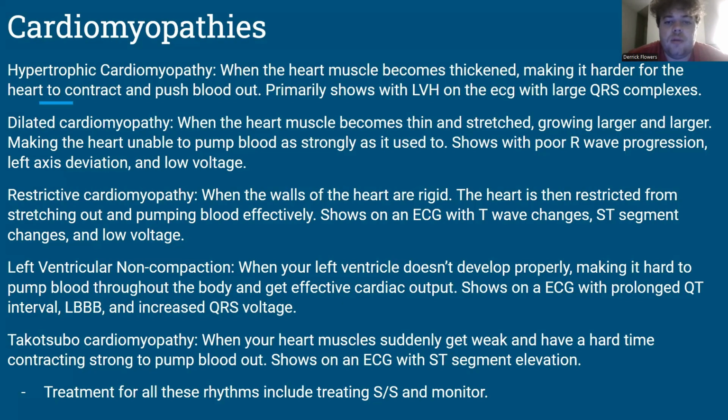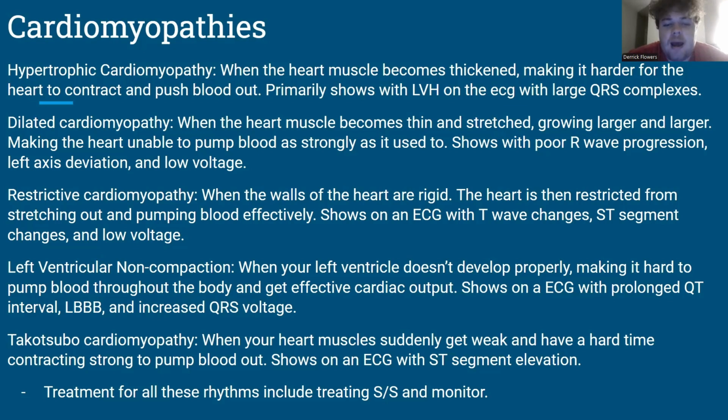Dilated cardiomyopathy is when the heart muscle is too thin and gets stretched out, growing larger and larger, making the heart unable to pump blood as strongly as it used to because it's thin and stretched. Shows on an ECG with poor R wave progression, left axis deviation, and low voltage. Restrictive cardiomyopathy is when the walls of the heart are rigid. The heart is then restricted from stretching out and pumping blood effectively like it should. Shows on an EKG with T wave changes, ST segment changes, and low voltage.